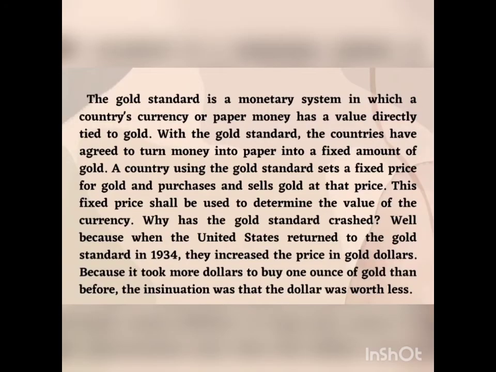So let's sum it up once again. The gold standard is a monetary system in which a country's currency or paper money has its value directly tied to gold. With the gold standard, the countries have agreed to turn paper money into a fixed amount of gold. A country using the gold standard sets a fixed price for gold and purchases and sells gold at that price. This fixed price should be used to determine the value of the currency.